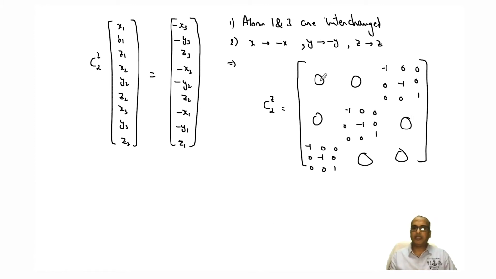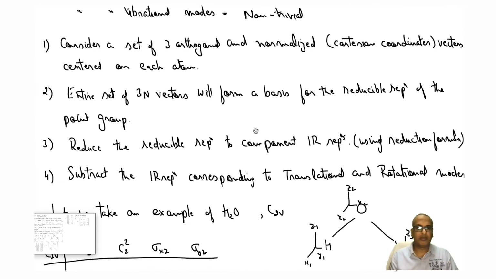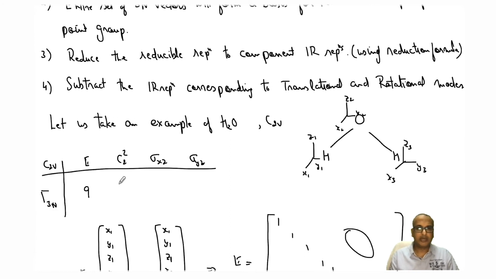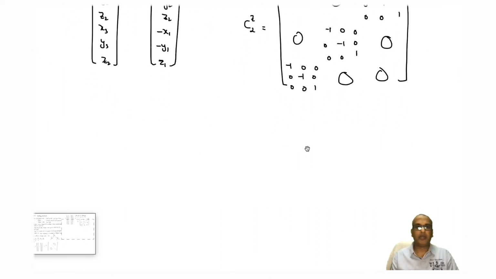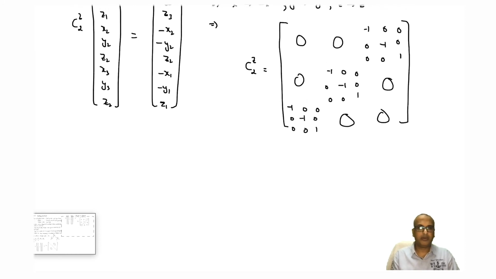Now if you see, the trace is only contributed by x2, y2, z2. So the trace will be minus 1, minus 1, minus 2, plus 1. So this will be minus 1. So let us write down the trace over here. So our trace is now minus 1 here. Now similarly, let's write down the trace for sigma xz. So I will do it for water and I'll give you a little bigger molecule so that you can try it out by yourself at home.